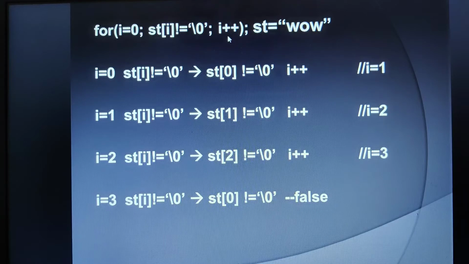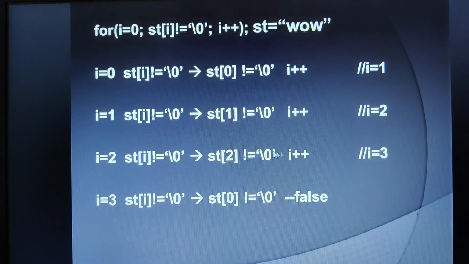Once the condition is true, we don't have any other statement associated with it. We have a termination here, so the control will go to the increment part. Now this time i becomes 2. Once i becomes 2, definitely we are pointing at this second location. So when you are pointing at the second location, I am checking whether st of 2 is not equal to null. St of 2 means W. Yes, W is not equal to null. Yes, the condition is true.